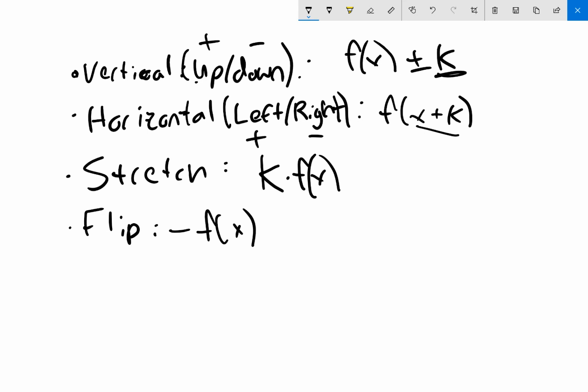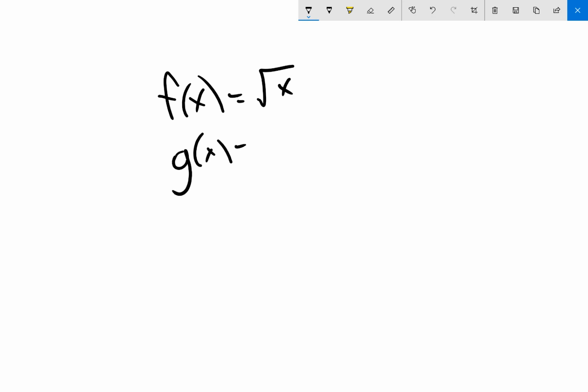So I made an example that was pretty out there, an example that had all 4 shifts, just so you can see them all in action. My original function was f of x equals square root of x. My new function was negative 2 square root of x plus 3, minus 12.